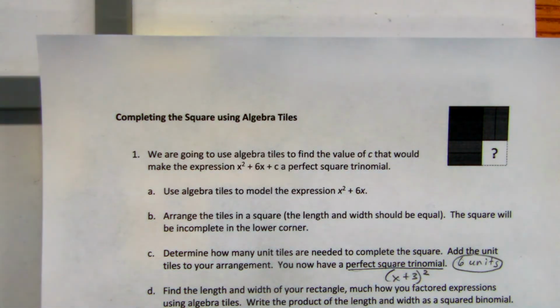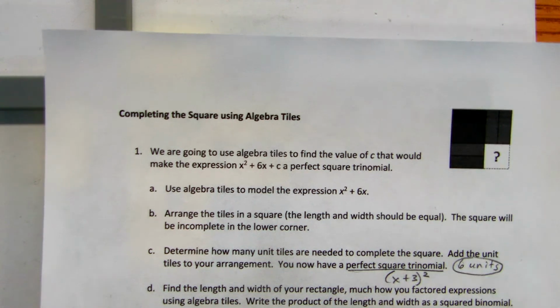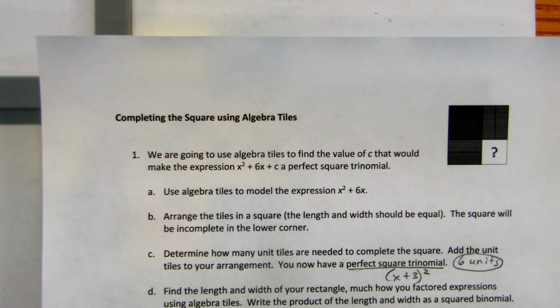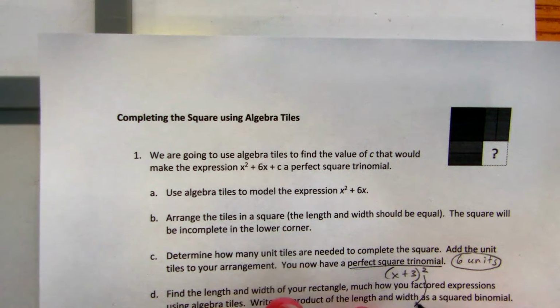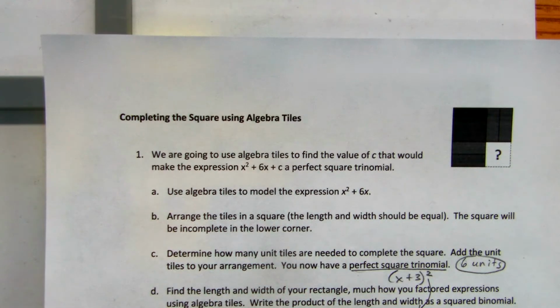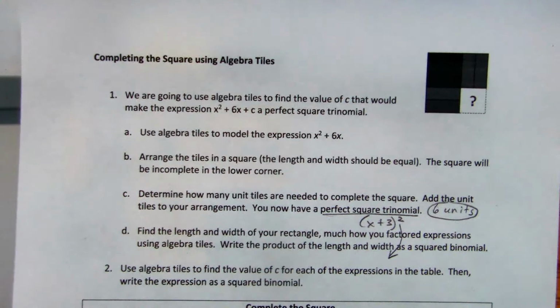All right, so it says find the length and width of your rectangle, how you factored expressions using algebra tiles, write the product of the length and width. Okay, so I kind of did this up there. Oops. The teacher needs to read the directions. I kind of skipped ahead. So what we're going to do now is just make some more squares.